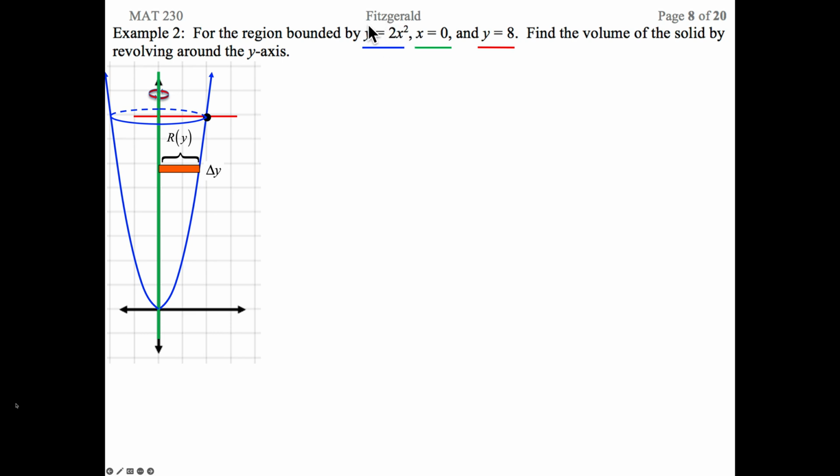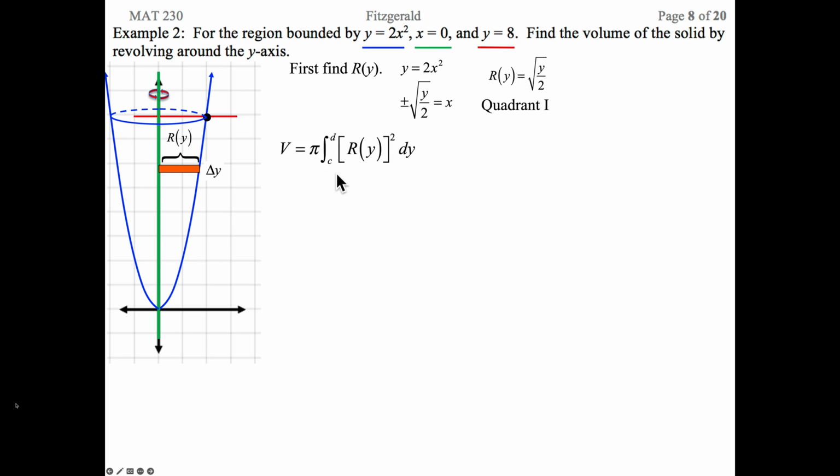We have to take y equals 2x squared and solve it for x. So I divide over the 2, take the square root, I get plus or minus. Now because my original boundary shape was in quadrant 1, we're going to keep it as a positive. So there's my r of y. Okay, let's go to the formula. Pi times our integral c to d of r of y squared. We'll put our square root in there. We're going from 0 up to 8. Squaring the square root will just give us y over 2.